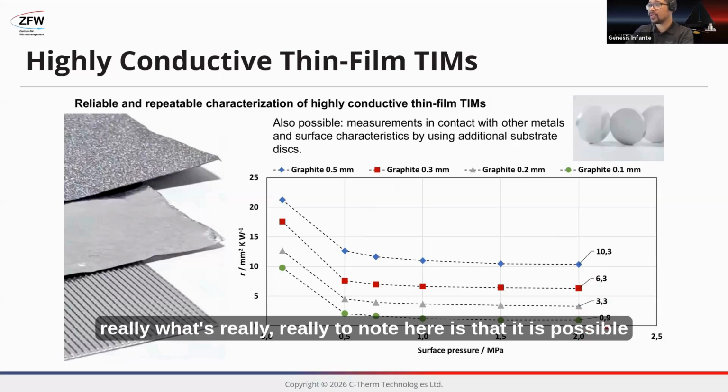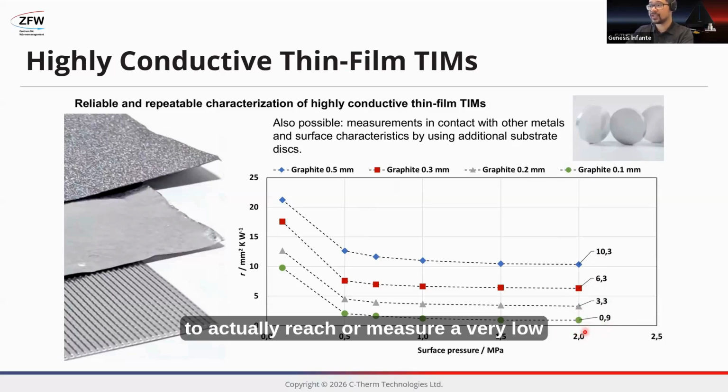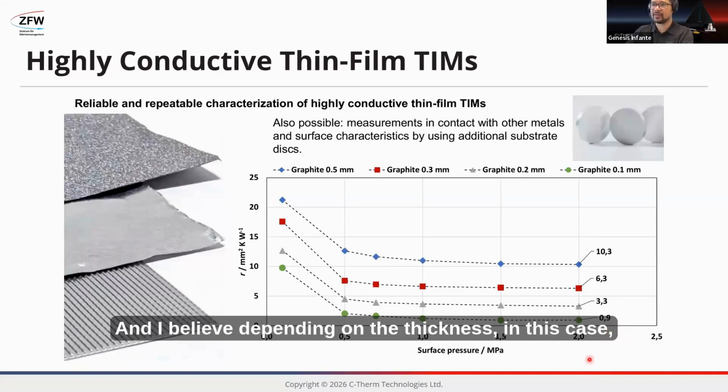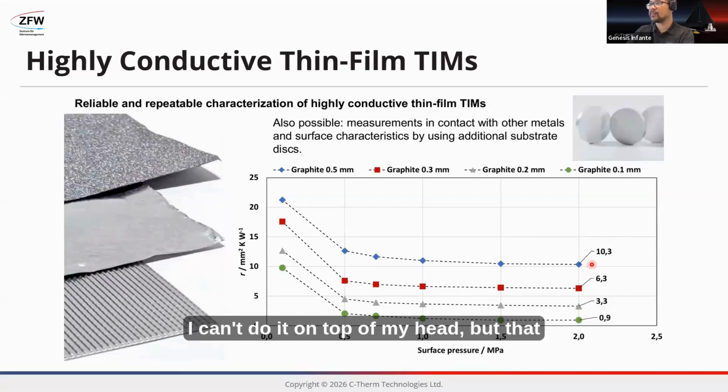What's really important to note here is that it is possible to actually measure very low thermal impedance. So 0.9 millimeter squared Kelvin per watt is very low. I believe, depending on the thickness, in this case 0.1 millimeter, that could translate to some high conductivity. I can't do it off the top of my head, but that is very high performance graphite right there.